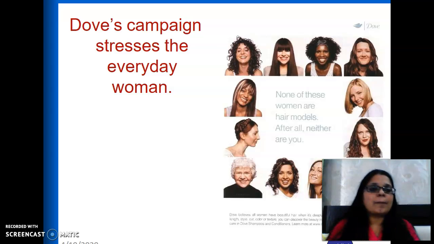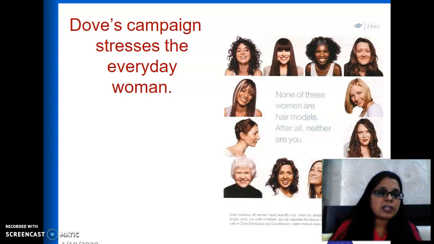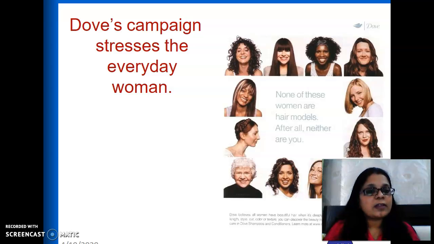This is a well-known campaign of Dove on the screen. They have not roped in any model, but they have taken women from different ethnic groups, clearly giving the message that no matter the physical appearance, Dove provides nourishment to all women.